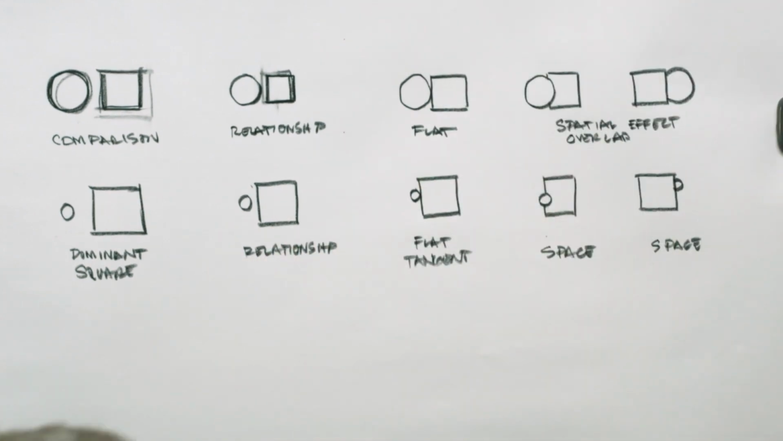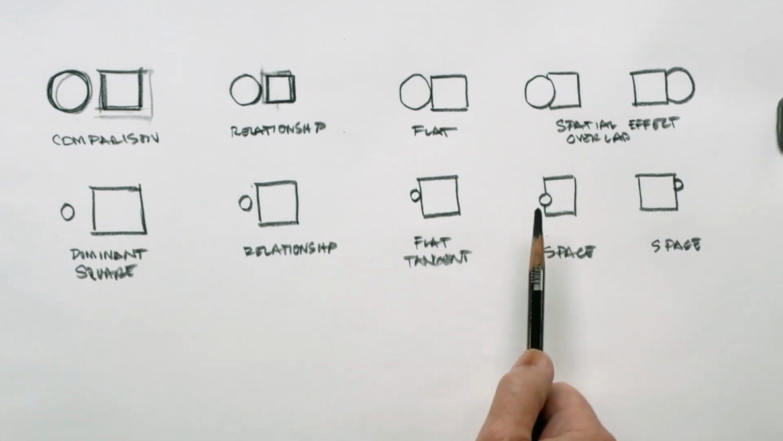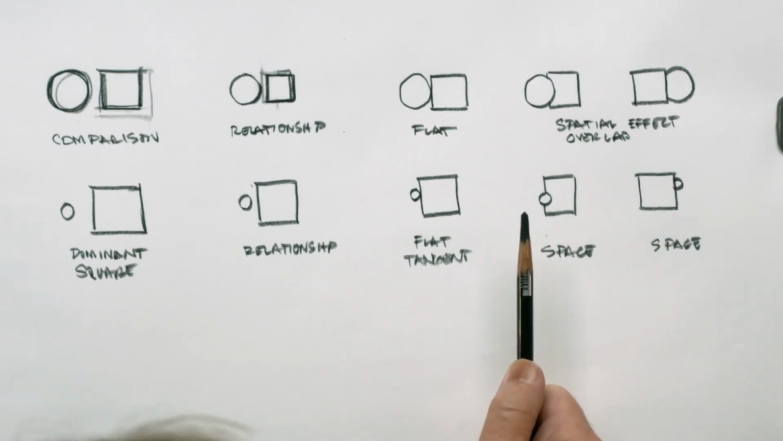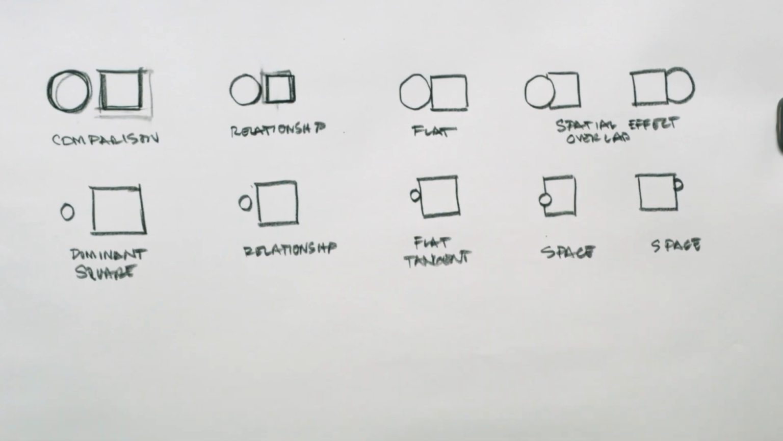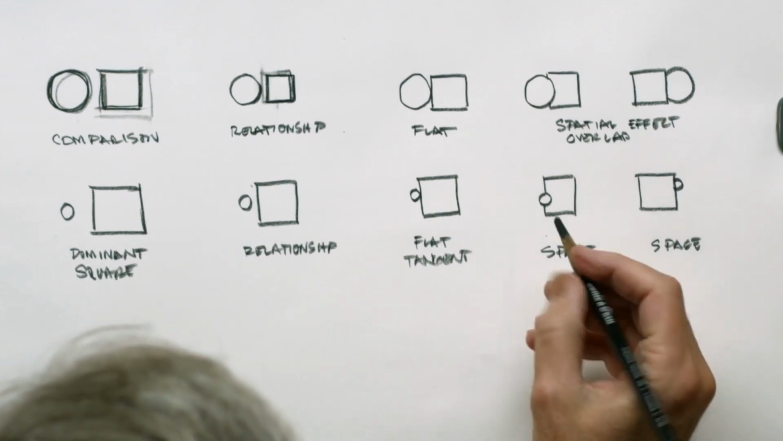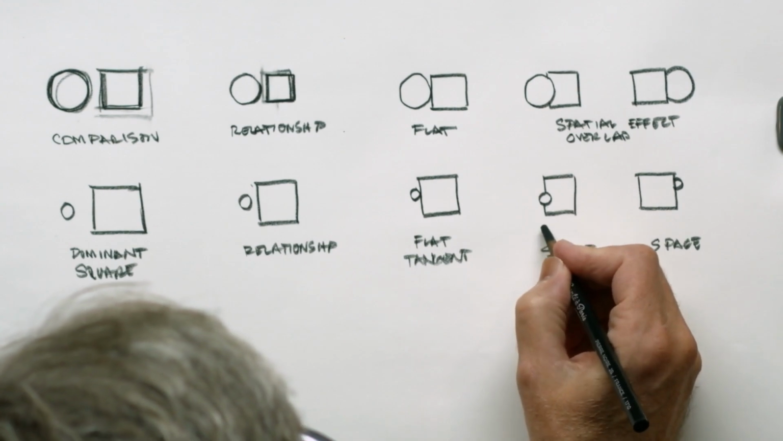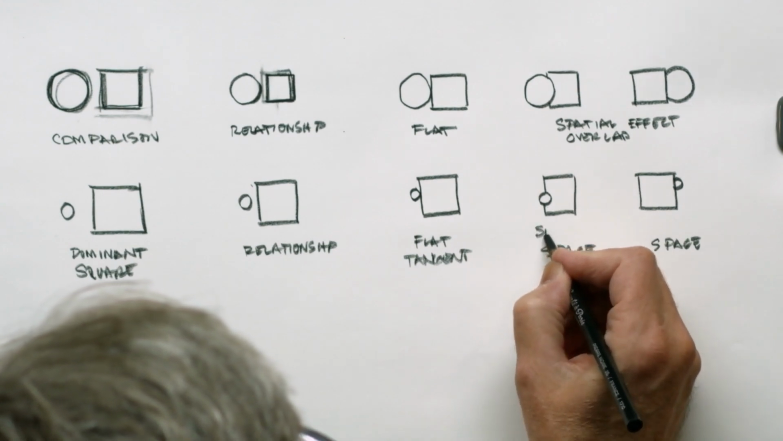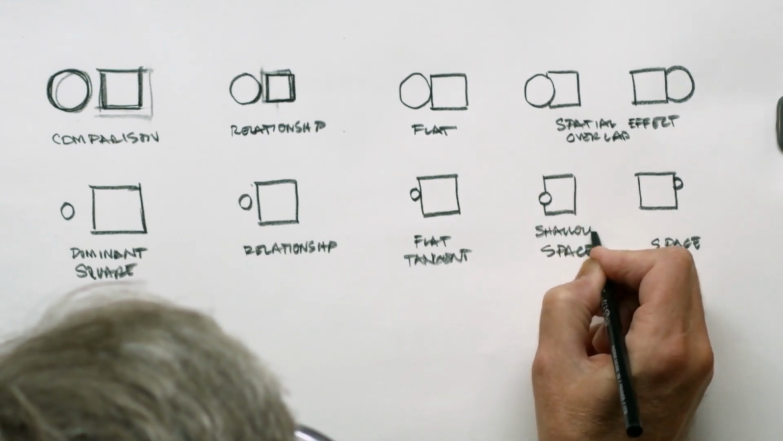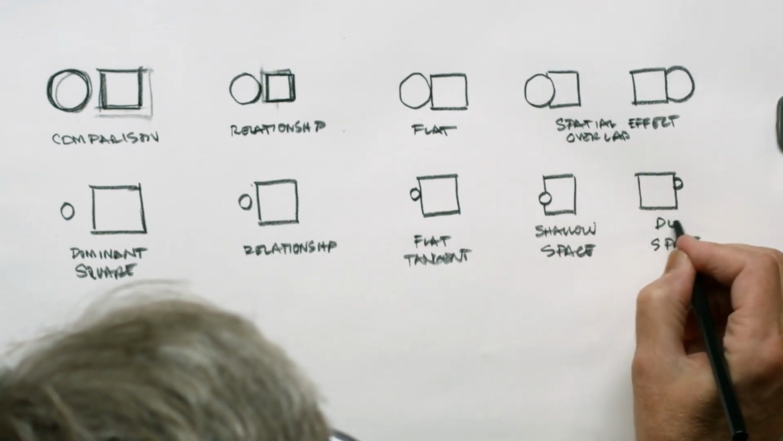Okay? That's because of the scale. Because you have a smaller object in front of a bigger object, it feels close. And the far right, this is shallow space, and this is deeper space.